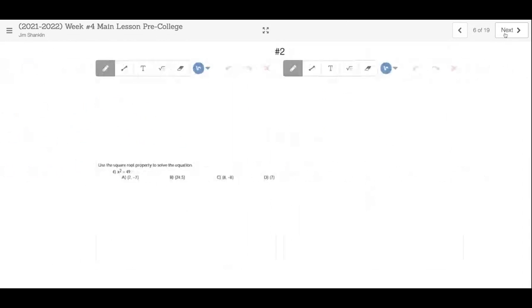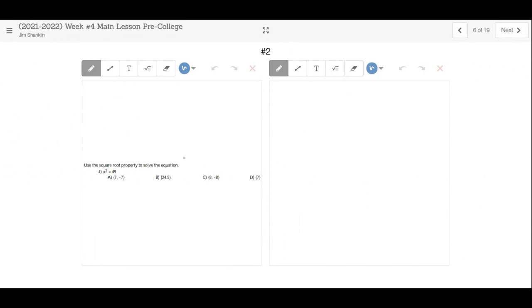All right, problem number 2. Use the square root property to solve the equation. Okay, so I've got x squared equals 49. So I'm going to take the square root of both sides, but when I do that, I have to rewrite it as 2 separate problems. So x equals positive or negative 7. So that looks like letter A.